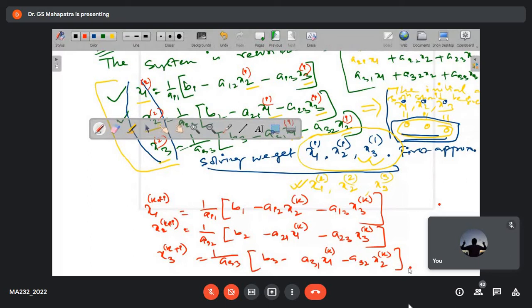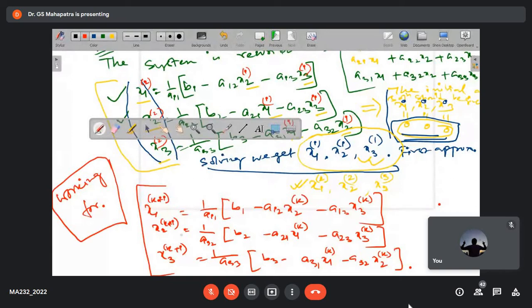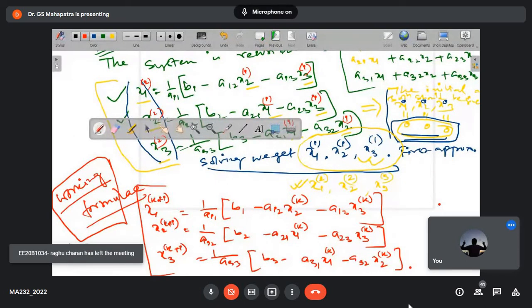Fine. So this is the iterative formula, or it is known as the working formula. Anyone having any doubt? This is known as the iterative formula, or sometimes the working formula. Okay. Any doubt?